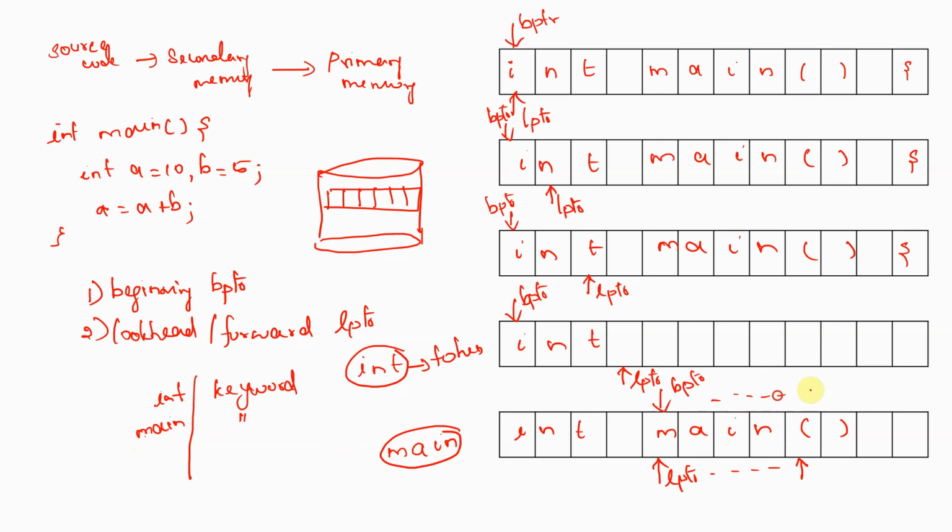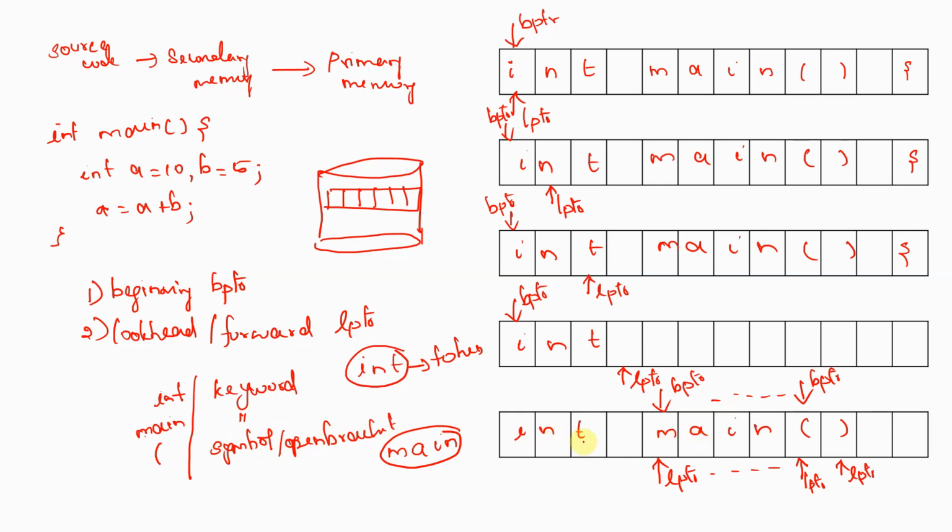After doing that, again the beginning pointer comes to this location and the lookahead pointer again tries to read the next character. Now this is again a special symbol, and it will identify that this is nothing but a symbol, an open bracket. Like that, it will read one character at a time.